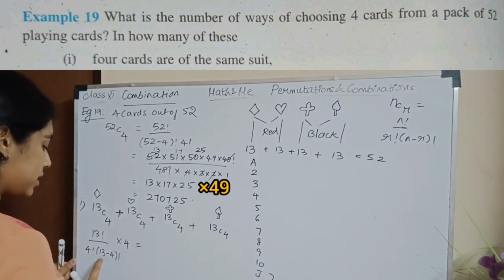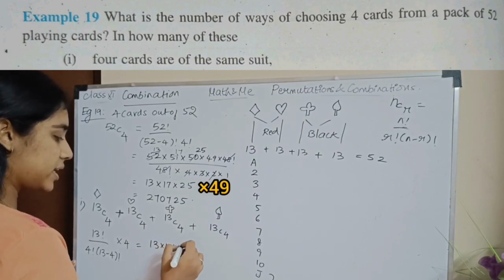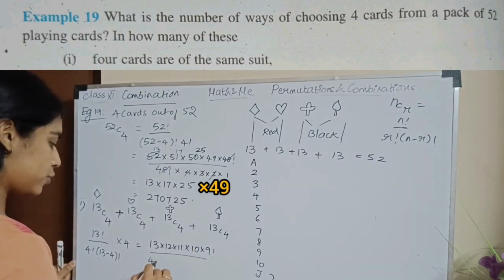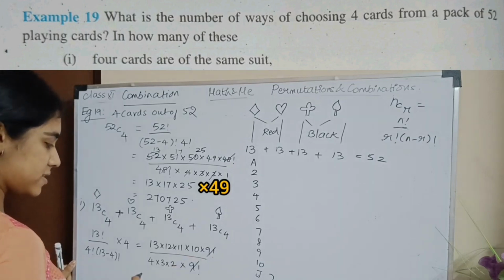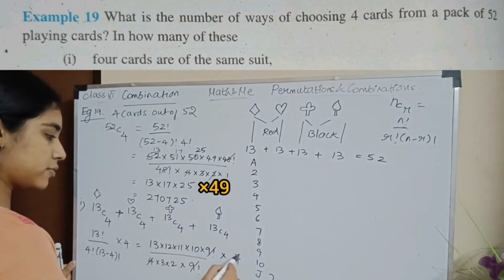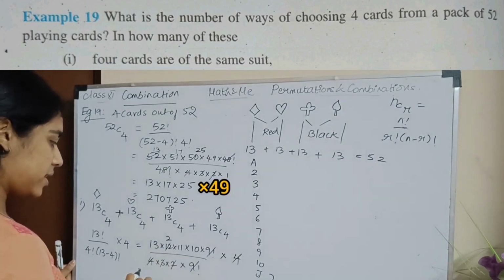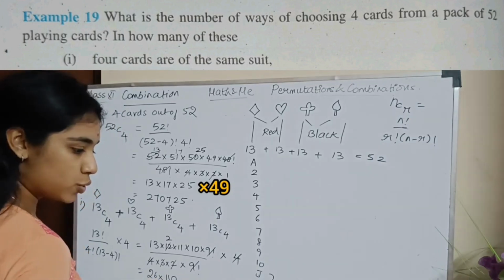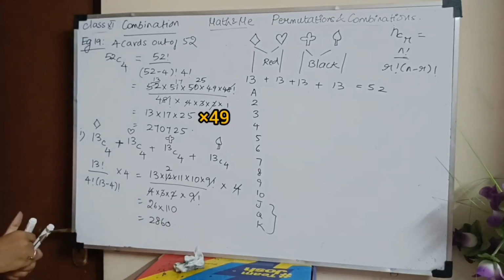Okay, so 13 minus 4 is 9 factorial. So I have 13, 12, 11, 10, 9 factorial divided by 4 factorial is 4, 3, 2 times 9 factorial. So the 9 and the 9 will get cancelled. I have times 4. So I'm going to cancel the 4 and the 4. Then I have 3 2s are 6, 6 2s are 12. So I'll be left with 13 2s are 26 times 11 into 10 is 110. So my final answer is 2860. Okay, so this is my first subsection.